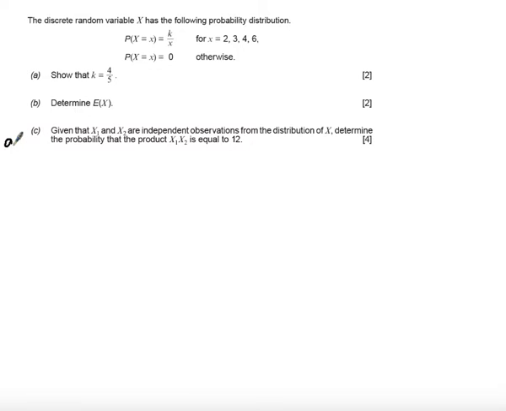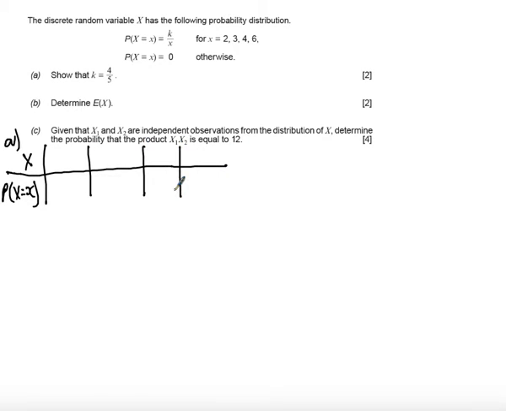In order to answer this question, first thing I'm going to do is write out the probability distribution. So we're going to have our x values and then probability x equals x. I'm just going to tabulate it. I find personally the easiest way to organise this is to tabulate it. So we get the x values at 2, 3, 4 and 6. And so probability of each of these, we get k over x, so I get k over 2, k over 3, k over 4 and k over 6.